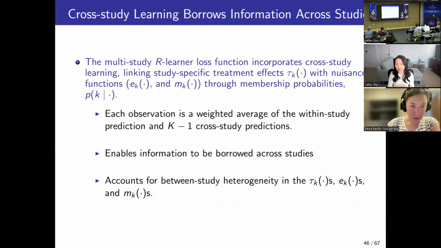So the multi-study R-learner's loss function incorporates cross-study learning that links the study-specific treatment effects, tau 1 through tau K, with the nuisance functions through the membership probabilities, PK. Each observation, like I mentioned before, is a weighted average of the within-study prediction and the cross-study predictions. This enables information to be borrowed across studies, and because we're estimating the tau K's and EK's and MK's separately on each study, it directly accounts for the between-study heterogeneity in these 3 sources.